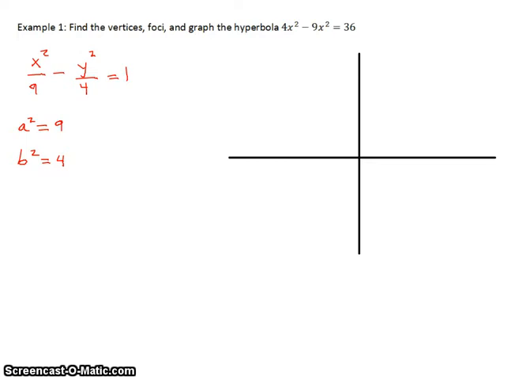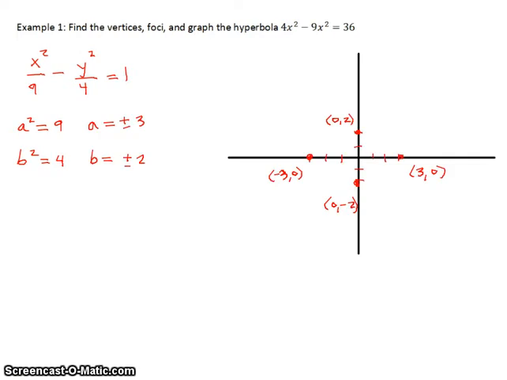Let's find a and b and then label some points on our graph. Okay, so finding a and b enabled me to find the points that will identify the rectangle, which will enable me to draw the asymptotes, which will enable me to draw the parabolas, which make up the hyperbola.